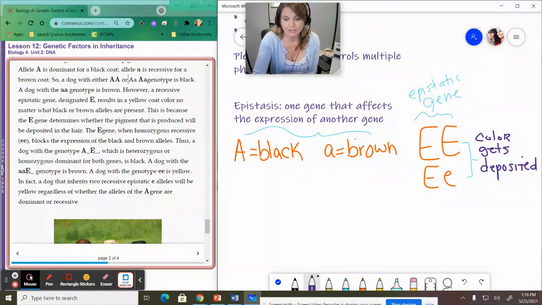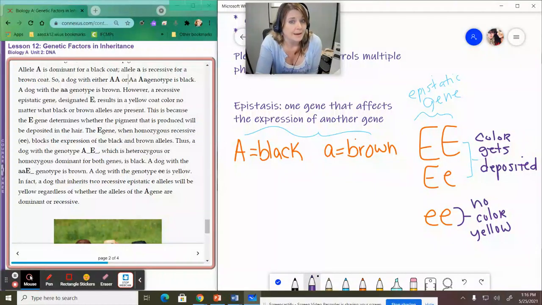If the epistatic gene is little e, then the color does not get deposited and the dog is yellow. Which is basically what it would be with no pigment. Kind of like albino, but not albino. Just no pigment in the hair. That says dog, even though it looks like bog.